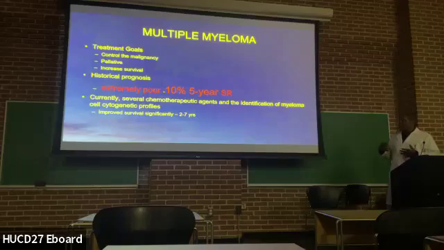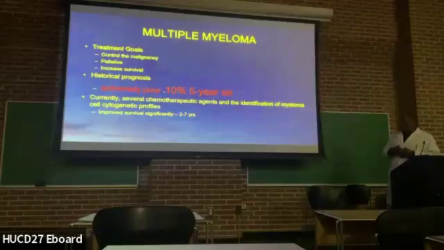Currently, there are many chemotherapeutic agents available, and they've even been able to identify cytogenetic profiles for these lesions. Depending on the profile, depending on the types of genetic and molecular changes, that will determine the overall outcome. So comparatively, these patients do survive a lot longer now, anywhere from 2 to 7 years. But again, historically, this was almost a death sentence.